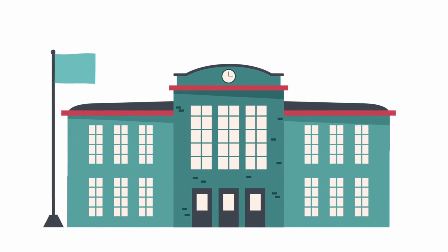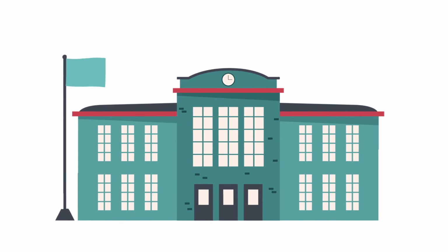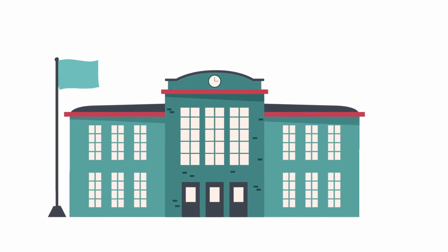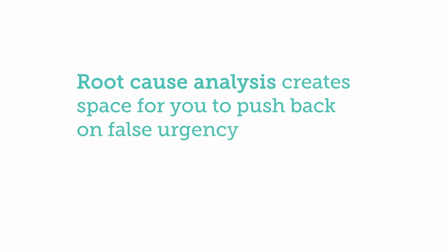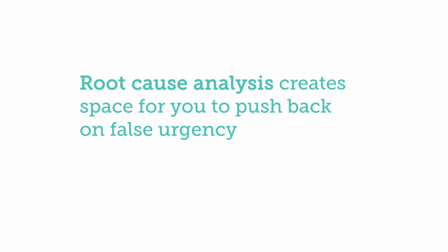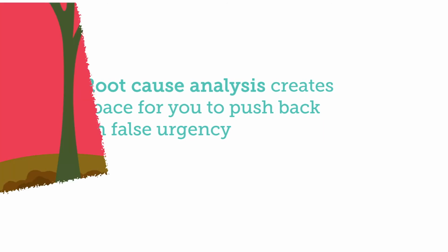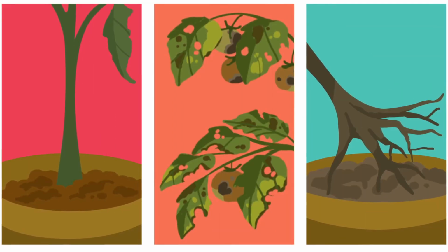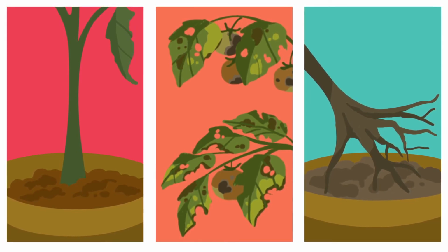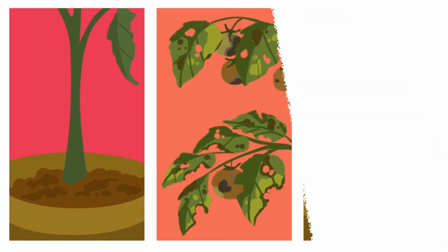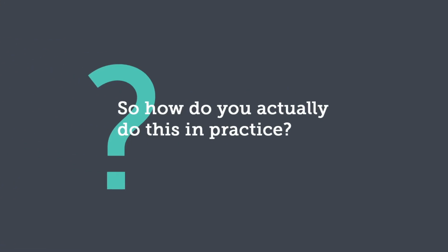Again, remembering that we're talking about the real world here, you may feel like you should be able to figure it out on your own, or there may be external pressure for you to hurry up and fix it. Root cause analysis creates space for you to push back on false urgency and knee-jerk reactions that fail to address the deeper issues, are ineffective, and in the end, a waste of time and resources. It's important to remember that often the most powerful opportunities for improvement are not visible on the surface, and if we react to only what we see there, we miss out on the possibility of leveraging those more powerful solutions that produce lasting change. So how do you actually do this in practice?